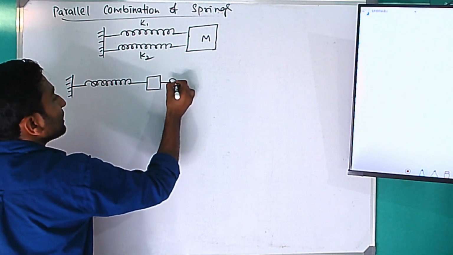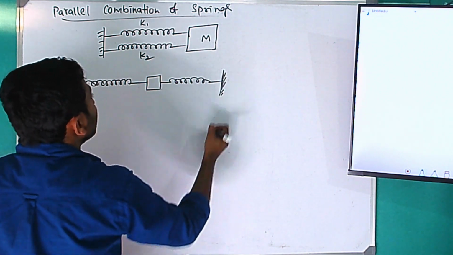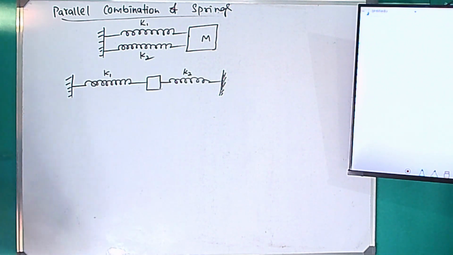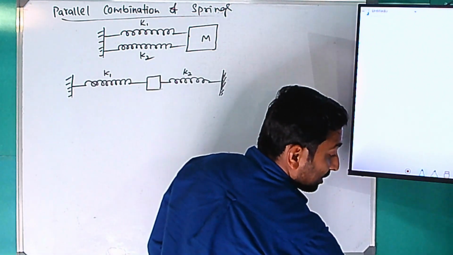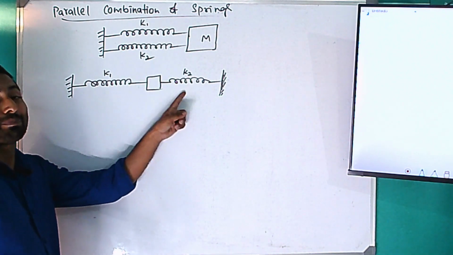Now let me take another spring and connect like this. So what kind of combination is this? This is of the spring constant k1, this is of the spring constant k2. So again this is also a parallel combination. So this is a parallel combination.